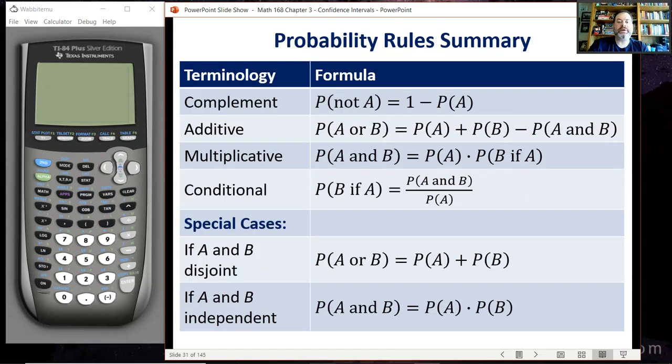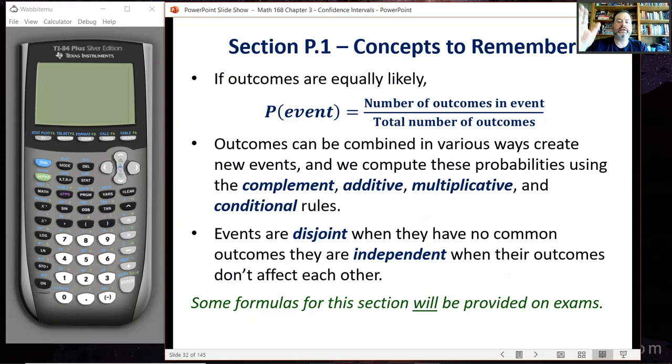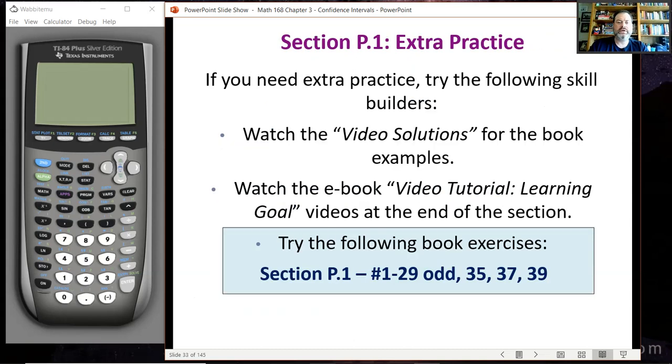So here's a summary of the probability rules. I just put everything in one slide, so if you're doing the homework, you can just reference this slide. This is stuff that will be on the checklist for the exams. Just make sure you know all this. And of course, if you need extra practice, there are some in the book. P.1, remember, is way at the end of the book. But there's a lot of good exercises. A lot of these exercises, of course, are exactly the same as your homework problems.